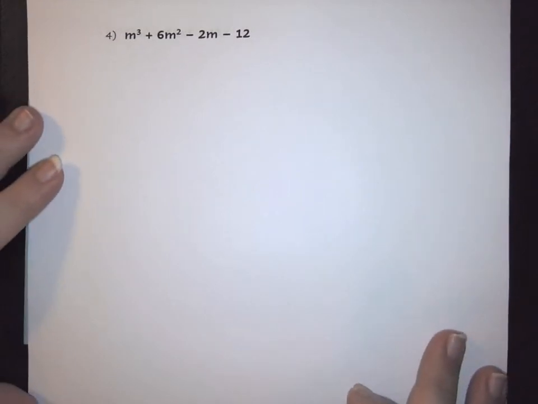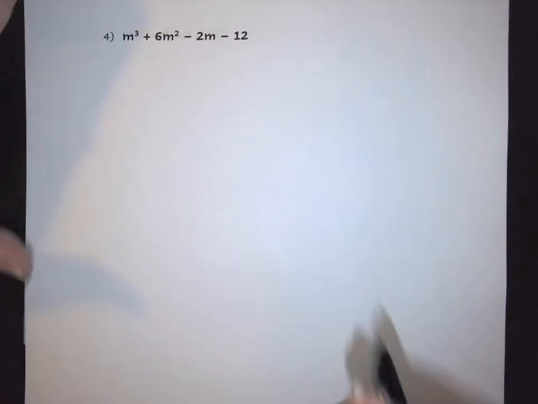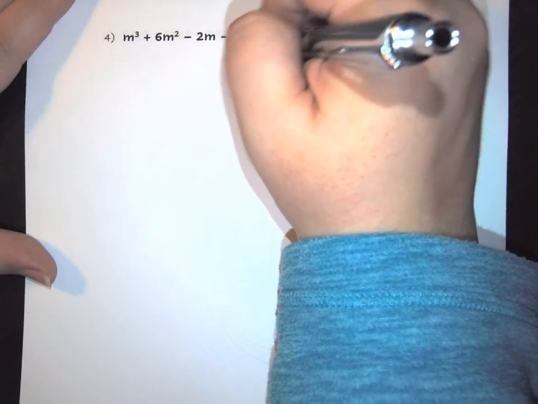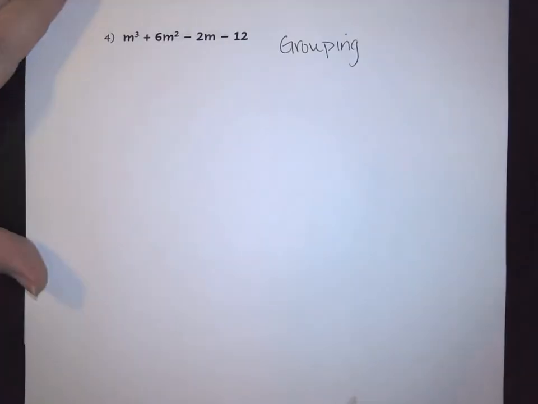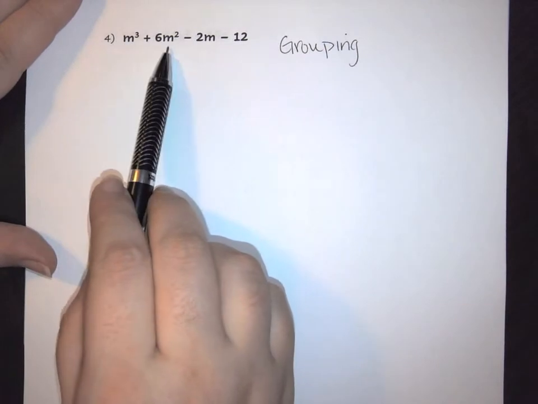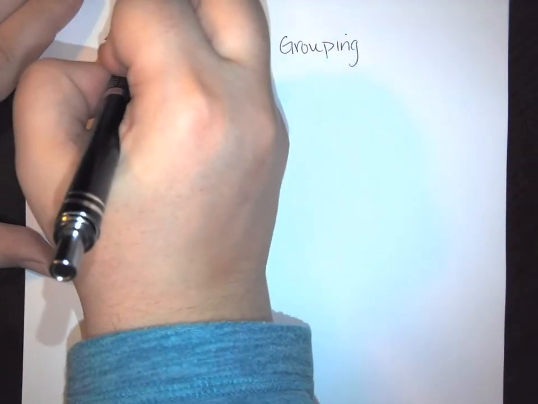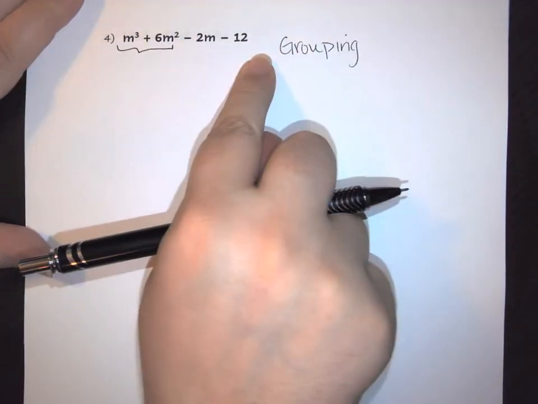Alright, this factor is a little different. This factor has 4 terms. 4 terms says that we are going to use grouping. Grouping says we're going to look at the first 2. So we're going to look at just these first 2 terms. We're going to ignore the back 2.